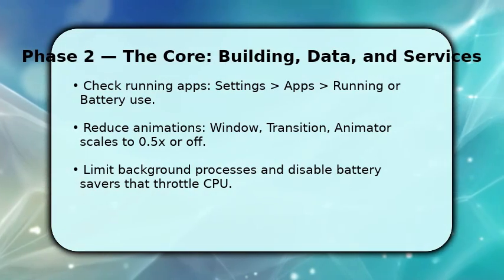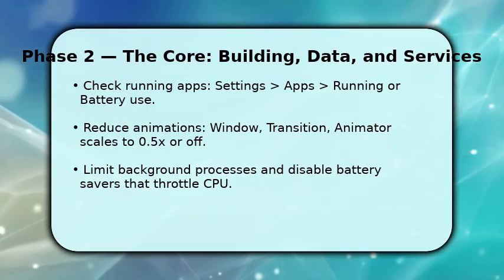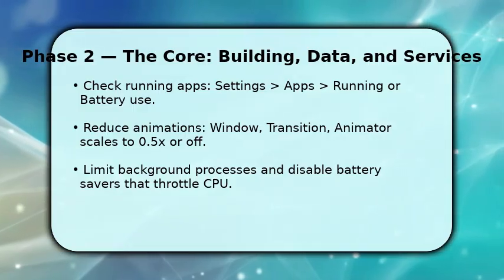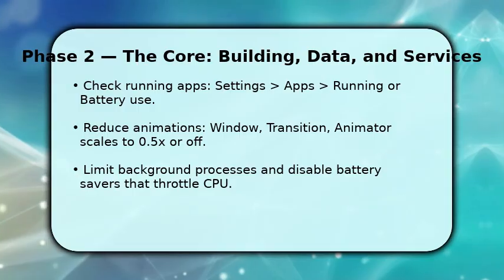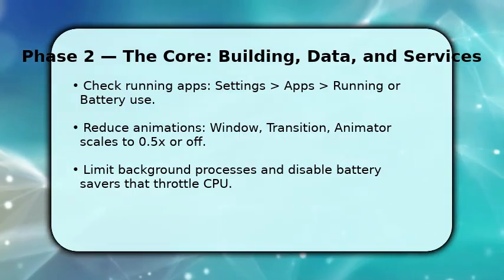Now you diagnose resource and software causes. Use settings to inspect running apps and battery use. Identify any app using excessive CPU, RAM, or wake locks. Once identified, force stop or uninstall the offender and test again.